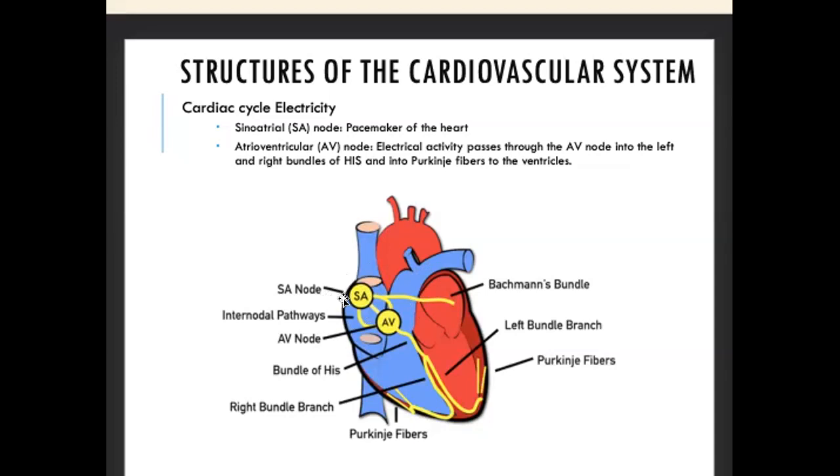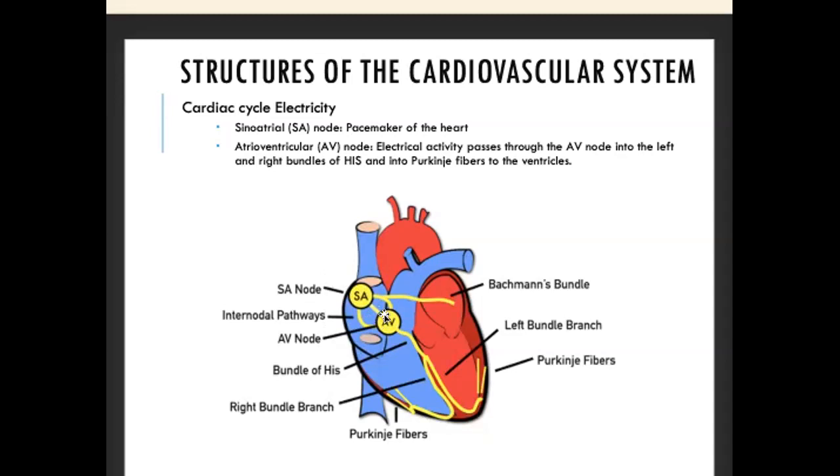All of the electricity in your heart is intrinsic, meaning that it occurs just within the heart. So if we give somebody a paralytic, it does not affect the electrical activity in the heart. Our SA node is considered that pacemaker, and it has that rate of 60 to 100. And if something happens to that, then the AV node will pick up. And the AV node is at 40 to 60.